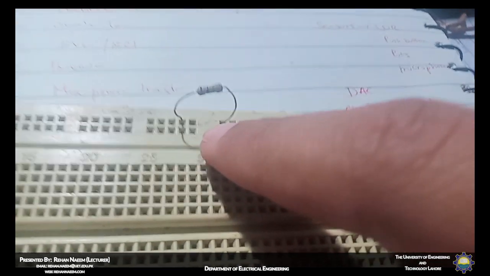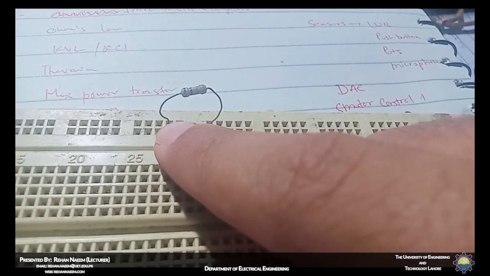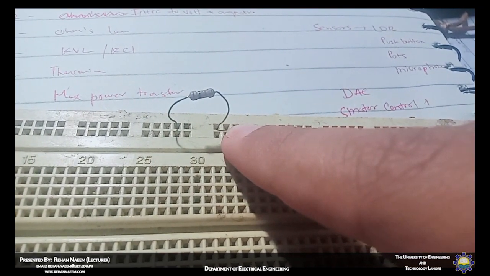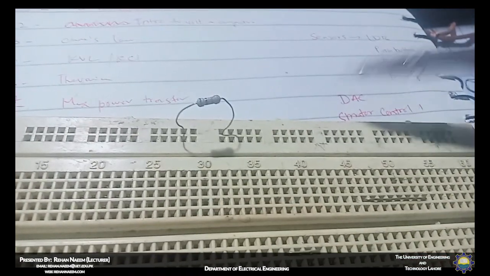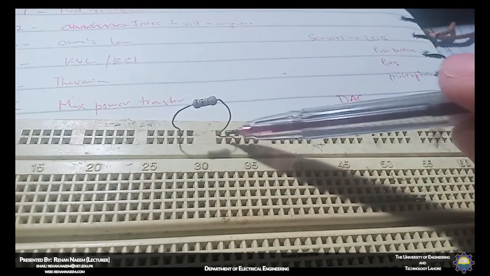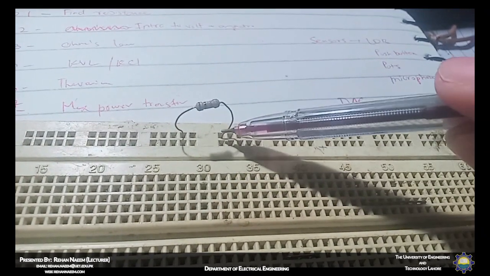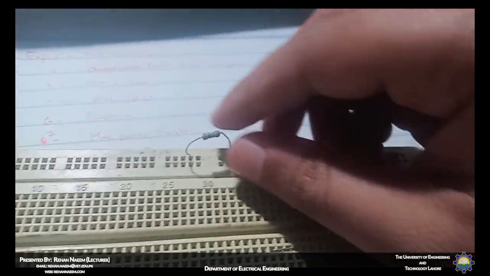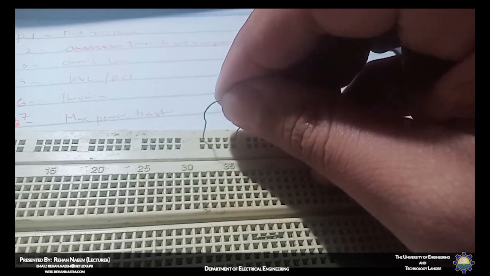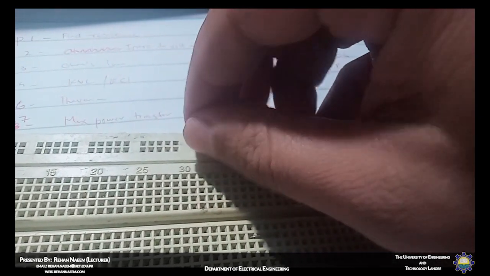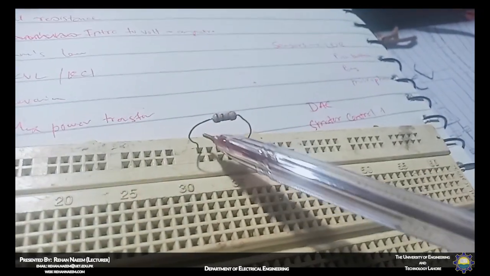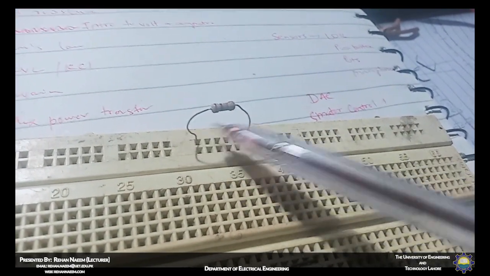This is perfectly fine because, as I mentioned earlier, the holes to the left of the wide gap are not connected to the holes to the right of the wide gap. So this hole is not connected to this hole internally. There is a gap over here. Okay, internally there is a gap. Pause for a moment and tell me whether this connection is correct or not. Is this connection correct? No, because now both of these legs are connected to each other internally.